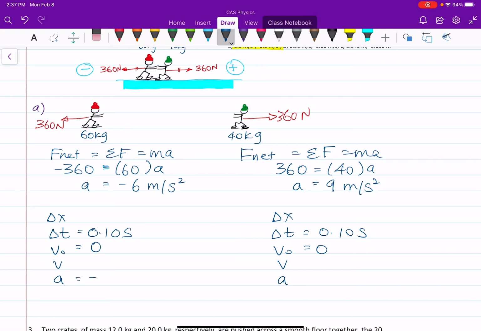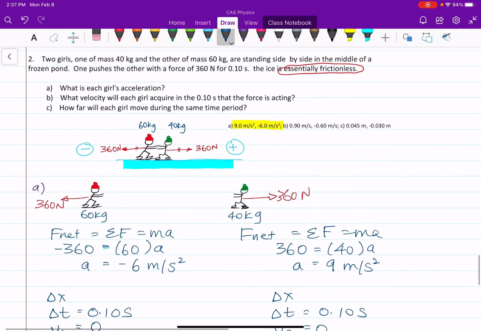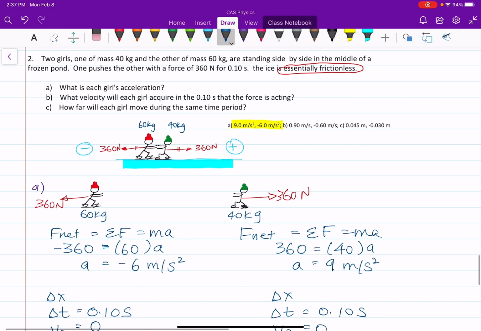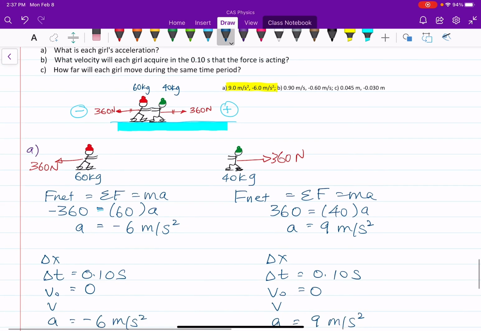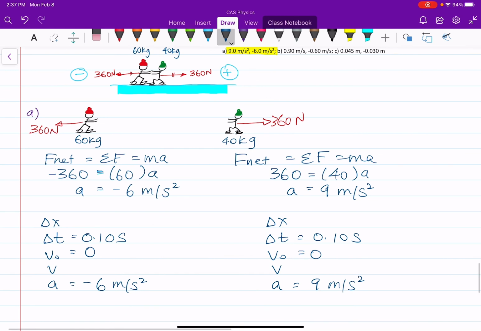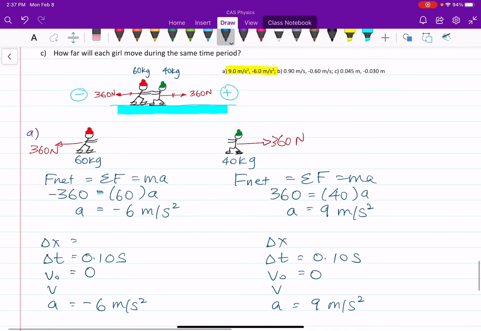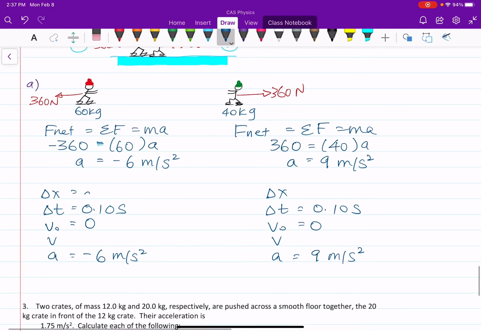And we know their accelerations. This one has an acceleration of negative 6 meters per second squared. This one has an acceleration of 9 meters per second squared. In part B, they want the velocity, and in part C, they want the distance. So we need both of these, and we just take turns. In the first question, for part B, velocity is my unknown, and the rest is don't know, don't care. And then I can reverse them.